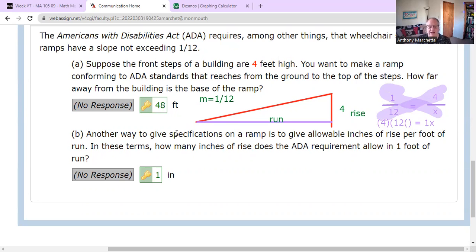Let's look at the second question now, guys. Okay, it says, another way to give specifications on a ramp is to give allowable inches of rise per foot of run. In these terms, how many inches of rise does the ADA requirement allow for 1 foot of run? And the answer is 1 inch. And the reason why it's 1 inch is because this right here, this is conceptual, this is not mathematical. This number right here, 1/12, 1/12 of a foot certainly is 1 inch.